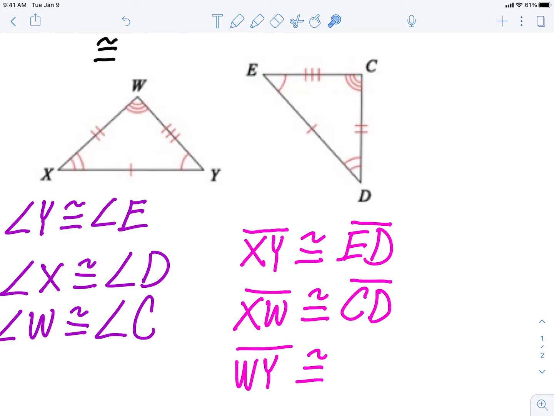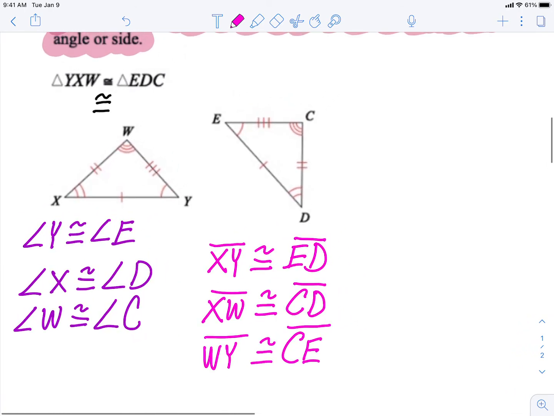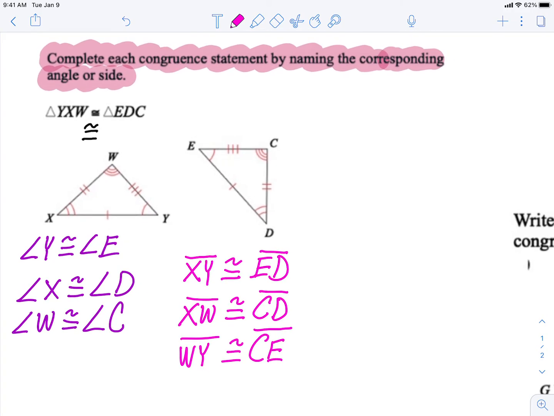I'm going to say, since this is WY, so I went from 3 loops to 2 loops, I'm going to do the same thing here. From 3 loops to 2 loops, so CE. Look at that. And those are all our congruences. Those are all the individual parts that make these two triangles congruent. They're the same shape and they are the same size. Same shape and same size, right?